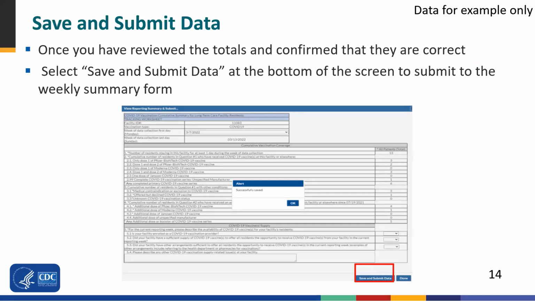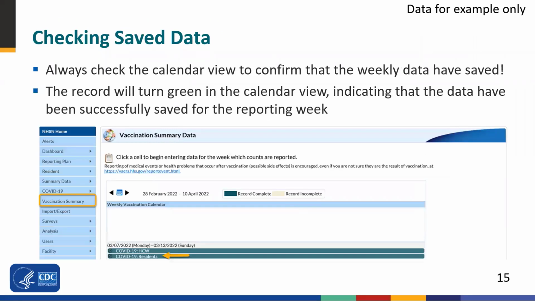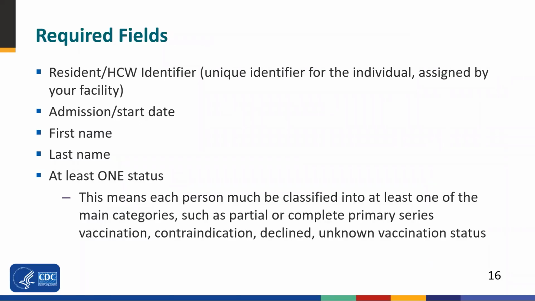You will see that the week 3/7/2022 no longer includes the text "changed since submitted using the tracking worksheet." Repeat this process for all weeks that have new or modified data. Always check the calendar view to confirm the weekly data have saved. To confirm that your data for that week successfully saved, you can click the Vaccination Summary tab on the left-hand navigation bar to view the calendar on the weekly vaccination summary data page. Here you will be able to view that the record is complete and successfully saved, as indicated by the record in green.